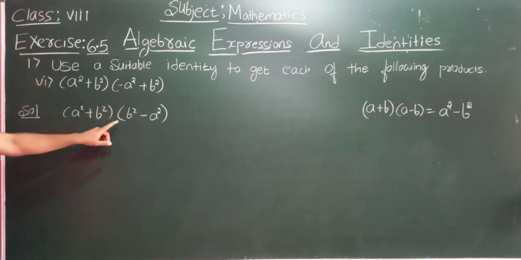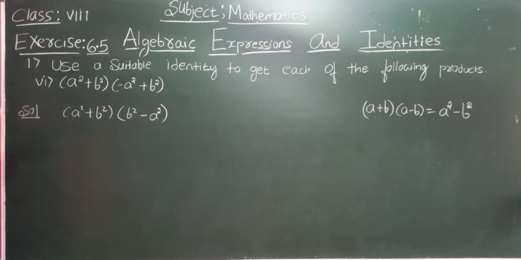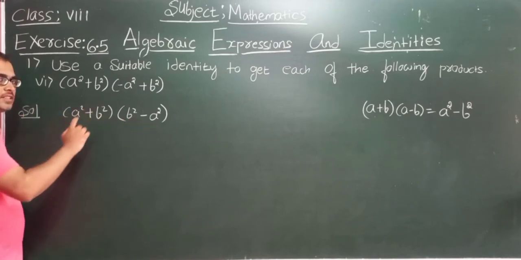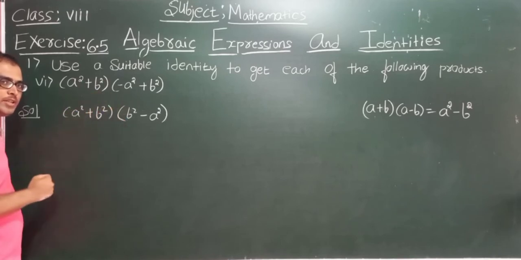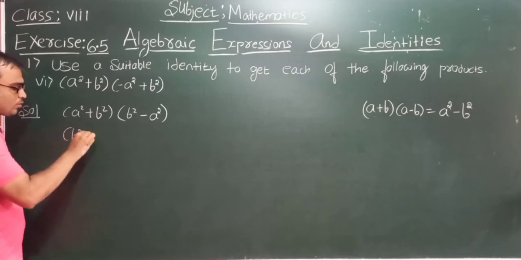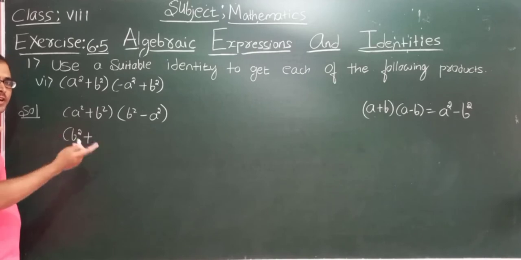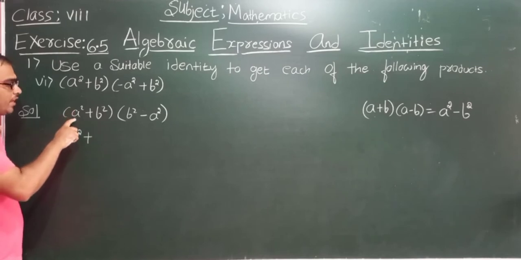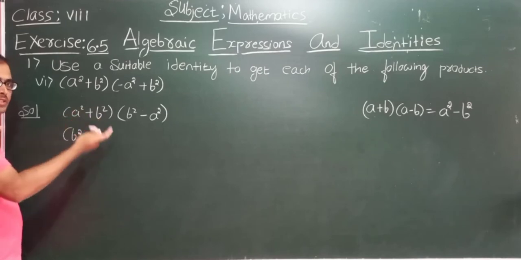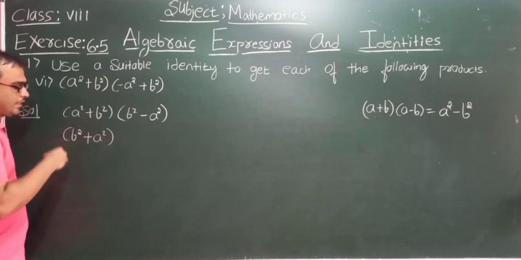Now students, look here. Here b square minus a square is there, and here a square plus b square is there. You can rewrite this and convert it into a plus b into a minus b form. Whether 3 plus 4 or 4 plus 3, you get the same answer, 7. In the same way, whether we take a square plus b square or b square plus a square, both are the same. Now here, b square plus a square.